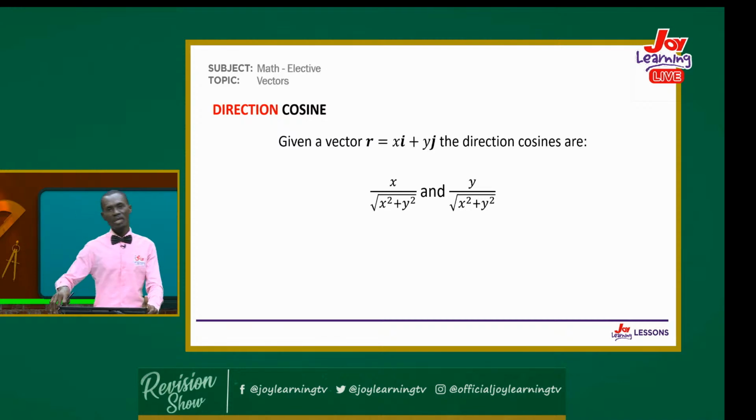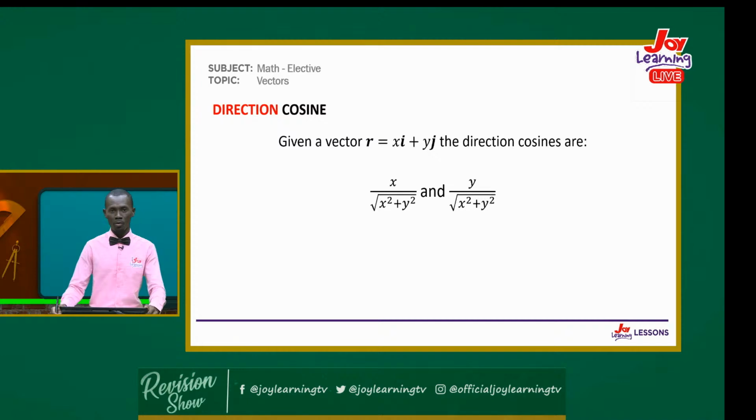If we have a given vector, say r, which is given by xi plus yj, the direction cosine is, as you see on your screen, x divided by the magnitude of the vector. And the direction cosine for y is y on the magnitude. So all you need to know is the magnitude, and then x divided by that magnitude, y divided by the magnitude. That will give you the direction cosine. Of course, there are other ways of doing it, but for now, just take this.